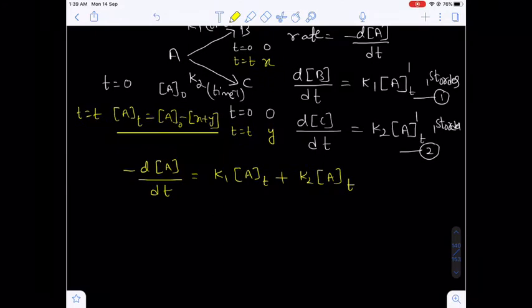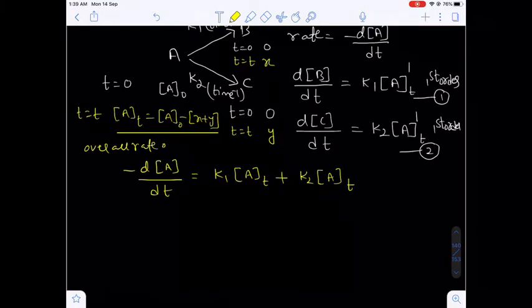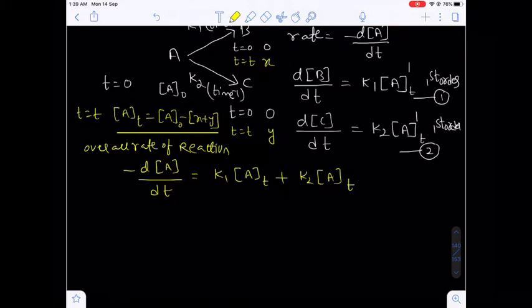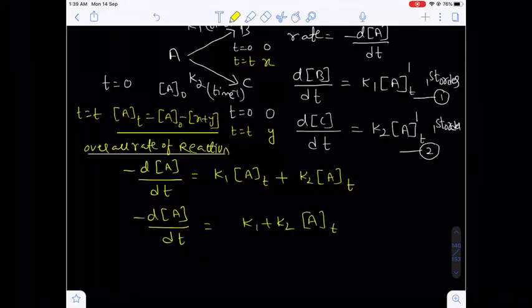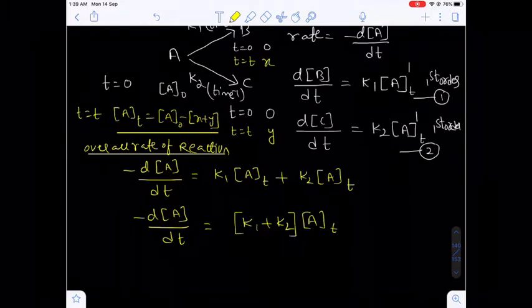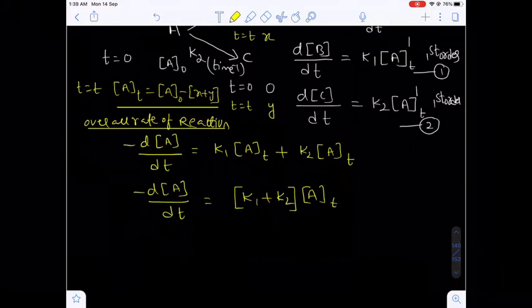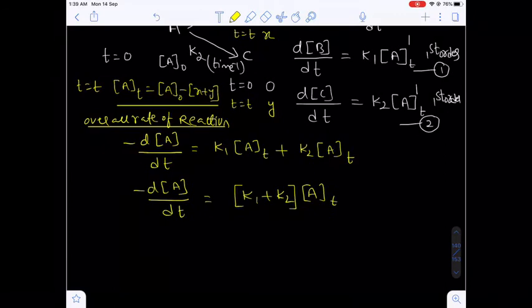This is called the overall rate of reaction. Are you getting my point? Now here, minus dA by dt equals, if you see, the concentration of A at a time interval t is common, so I am taking it common, and you will get k1 plus k2 into the concentration of reactant A at a time interval t.